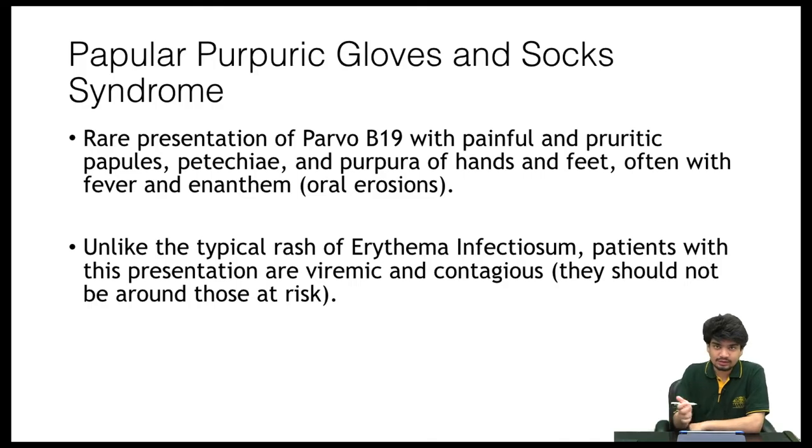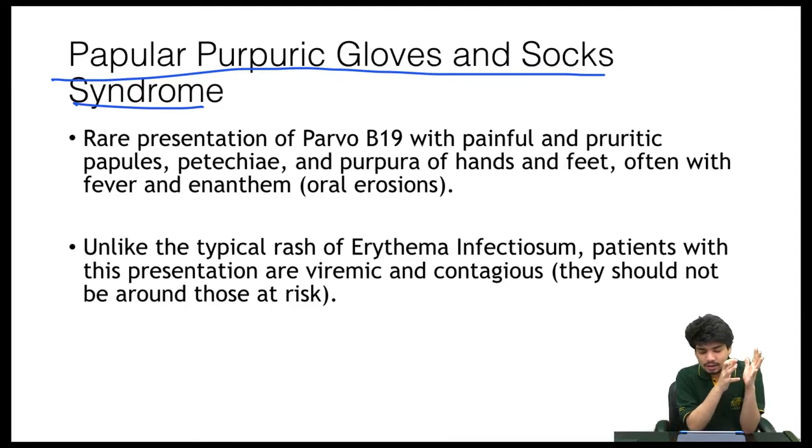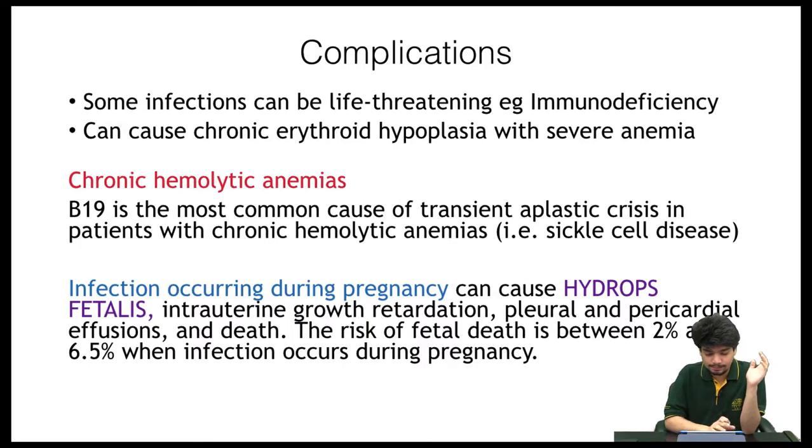A particularly serious form of the disease is called papular purpuric gloves and socks syndrome. Now what will happen is that the rash will become purpuric and petechial, and will start to bleed. The child is very contagious, and people who are at risk should not be around a child who is having this purpuric glove and socks syndrome. It is basically nothing but a very severe form of the disease where the eruptions become painful, pruritic, and sometimes petechial, and bleed.